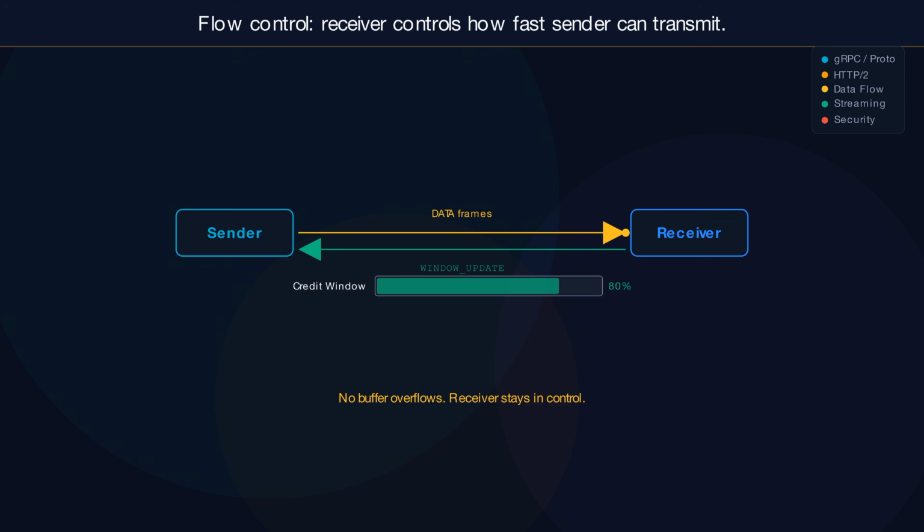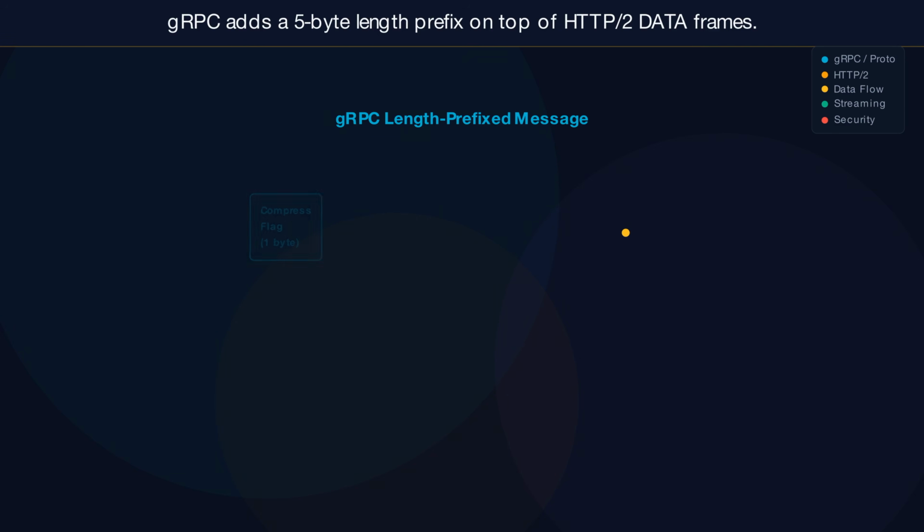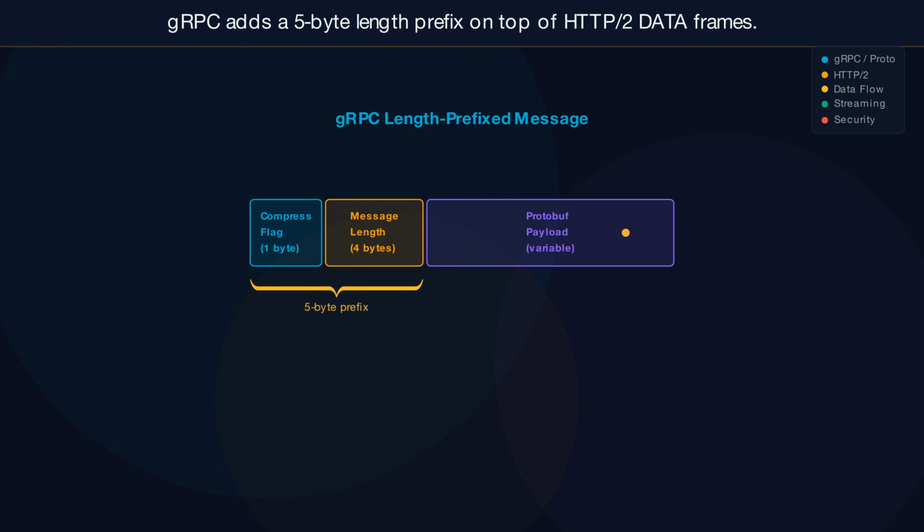gRPC adds its own framing on top of HTTP/2. A 5-byte prefix before every message. 1 byte for compression flag, 4 bytes for message length. The receiver reads 5 bytes, knows exactly how many more to collect, then protobuf decodes the complete message.